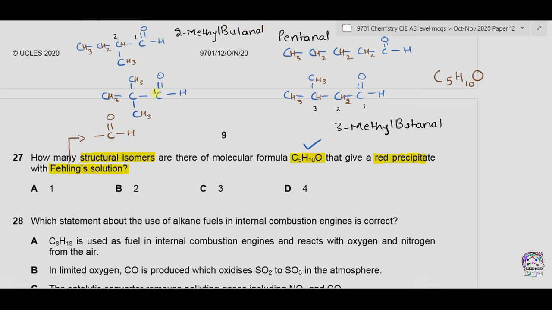In the fourth one, we have 2 methyl groups attached with the second carbon, so it is 2,2-dimethylpropanal. So 4 structural isomers are formed that give positive result. The answer is therefore D.